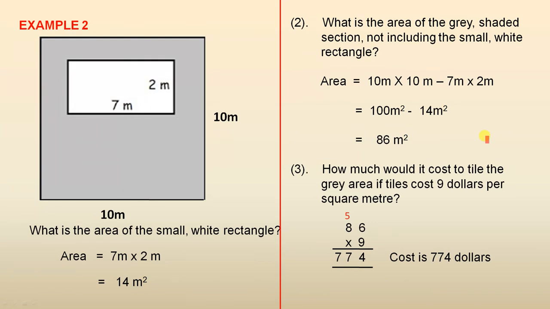How much would it cost to tile the grey area if tiles cost $9 per square metre? Well, if the area is 86 square metres, just multiply that by 9. And we have some trading here happening, because 9 sixes are 54. When you work that out, the cost is $774.